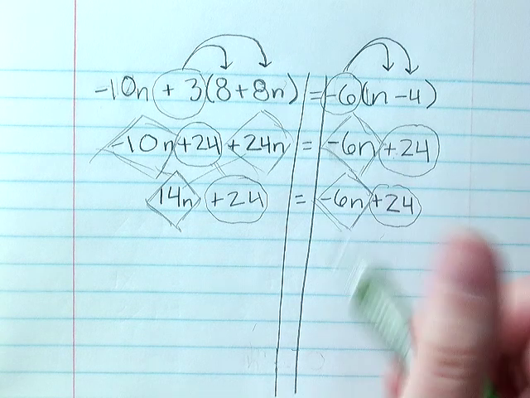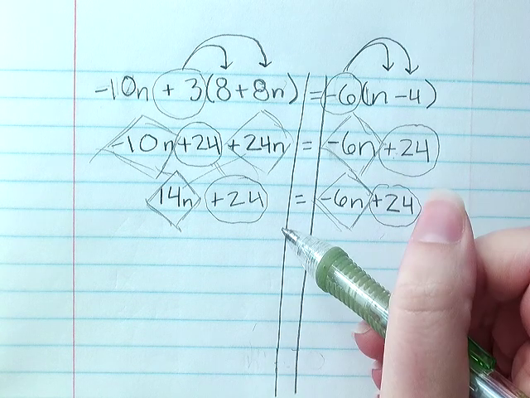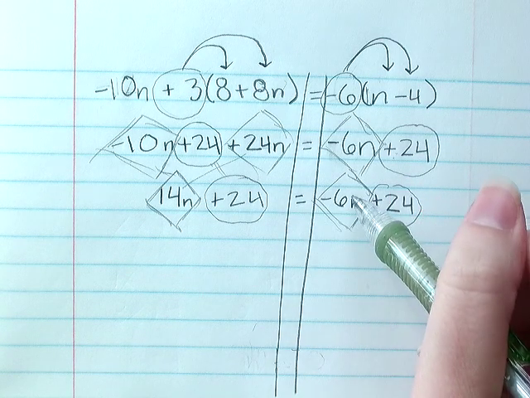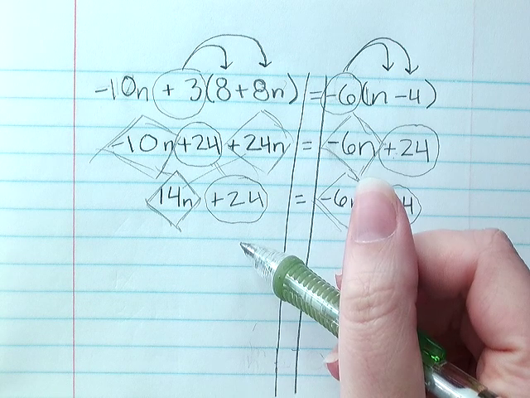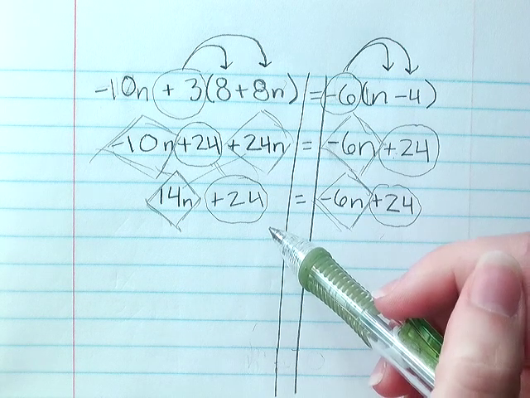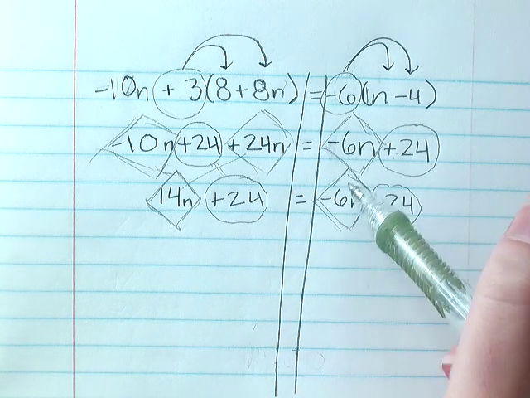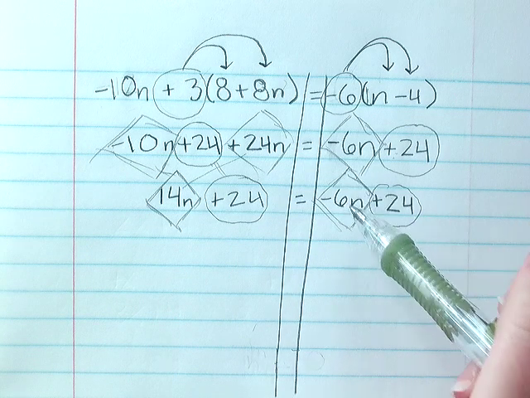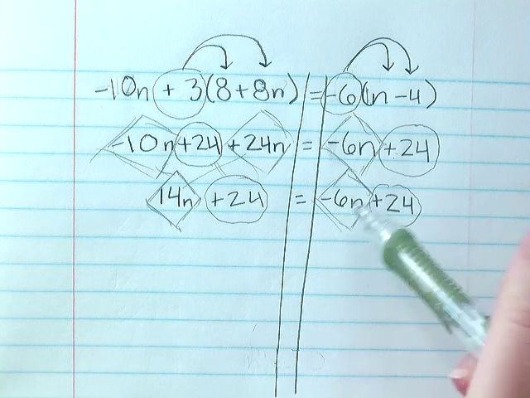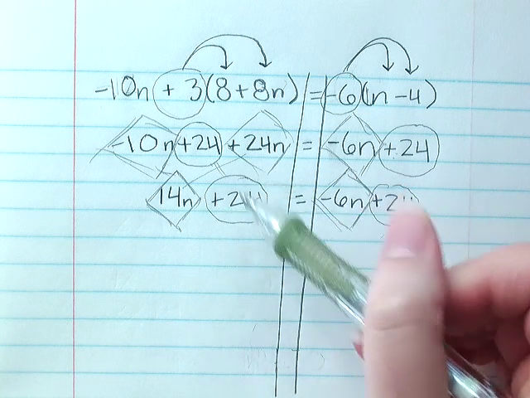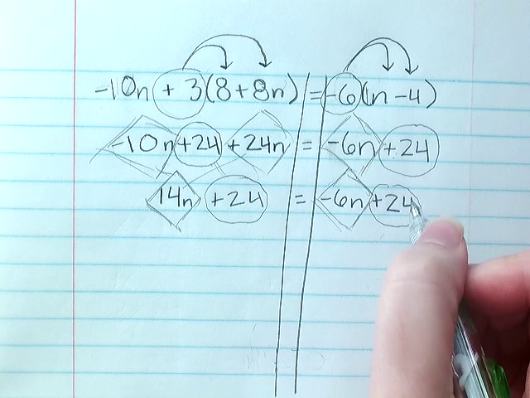For now, since I like the n's on the left side personally, I'm just going to move all of the variable terms to the left side. When I say move them, we'll talk about what that means in a second. But when I say all the variable terms, I mean by the end of this video, I will have all the diamonds on the left side and all the circles on the right side.